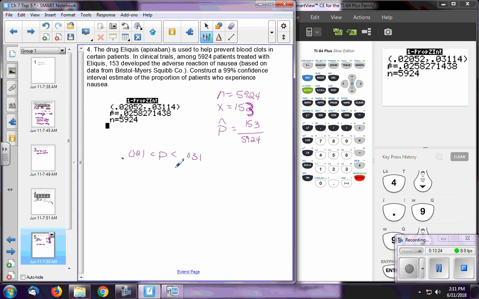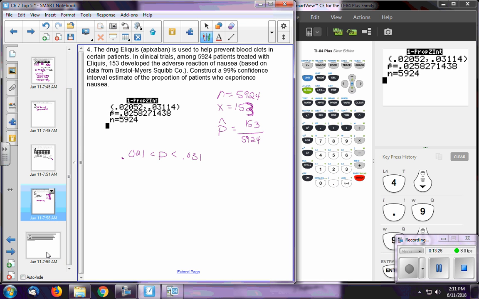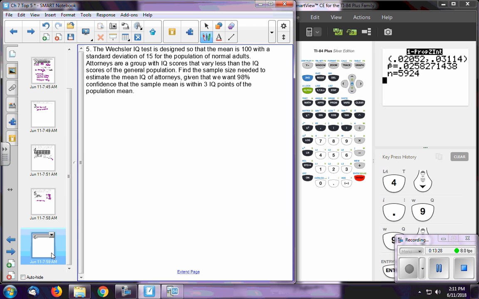Our last example that we're going to take a look at here is pertaining to finding minimum sample sizes. The Wechsler IQ test is designed so that the mean is 100 with a standard deviation of 15 for the population of normal adults. Attorneys are a group with IQ scores that vary less than the IQ scores of the general population. Find the sample size needed to estimate the mean IQ of attorneys, given that we want 98% confidence that the sample mean is within 3 IQ points of the population mean.